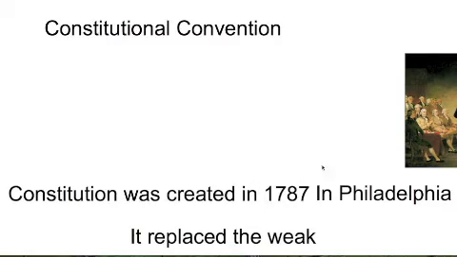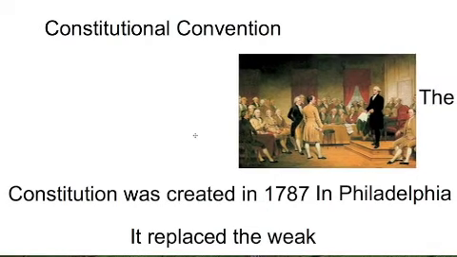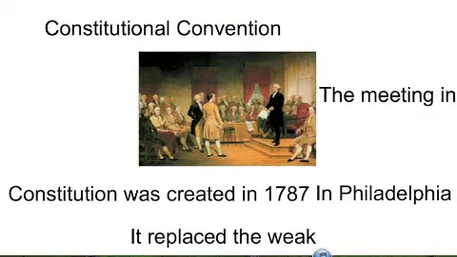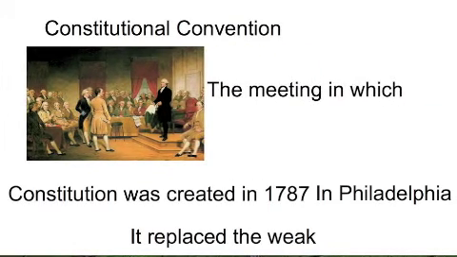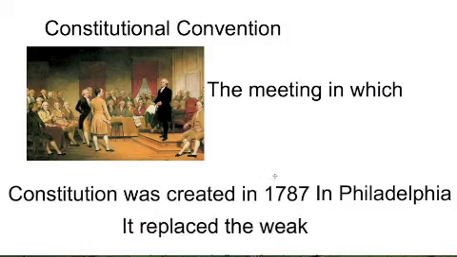Constitutional Convention. The Constitutional Convention was where the Constitution was created. It was in Philadelphia, and it was over quite a few hot summer months. And they ended up creating a new Constitution and scrapping the Articles of Confederation, and that was in 1787.